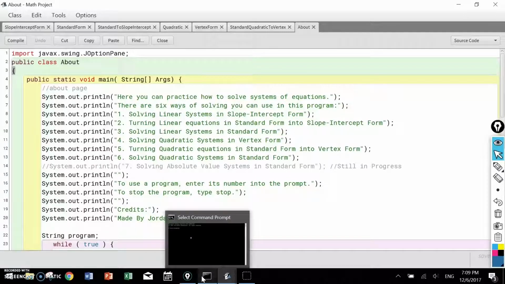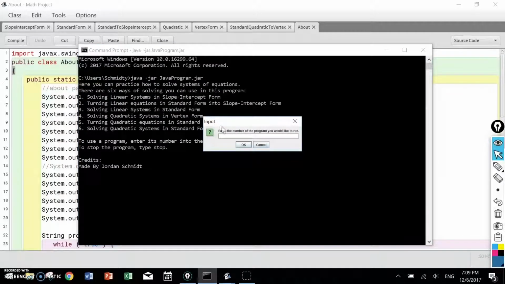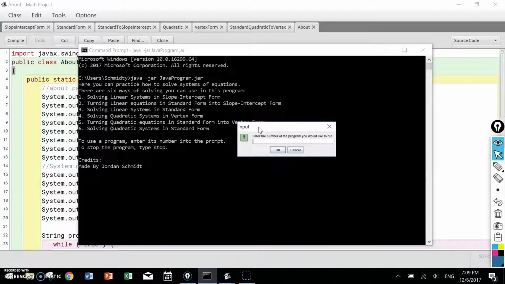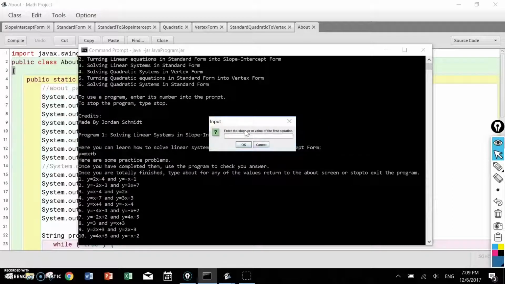Now I'm going to be showing you guys how the code actually works. So to run an executable jar file, you have to select your command prompt and type in java -jar and the name of your jar file. So mine is javaprogram.jar. Hit enter, and here we go. So I'm going to be showing you the programs now. So solving linear systems in slope-intercept form is the first one. Type in 1. It shows the practice problems.